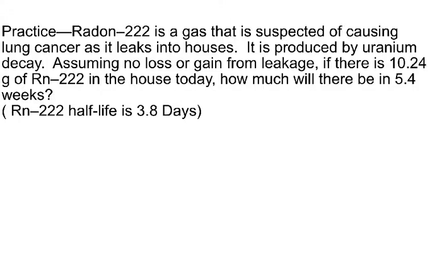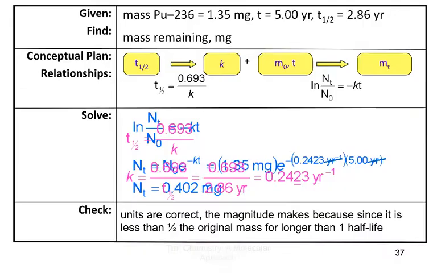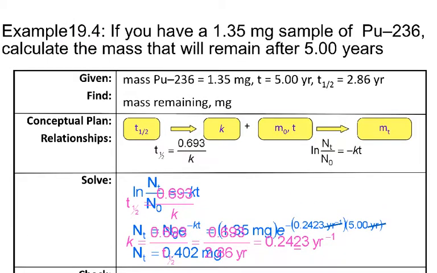So let's work through an example. This is not set up right. So if you have a 1.35 milligram sample of plutonium-236, calculate the mass that will remain after 5 years. So we have our mass. You can look up the half-life. So the half-life is 2.86 years.